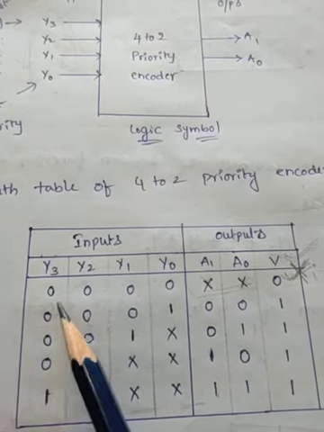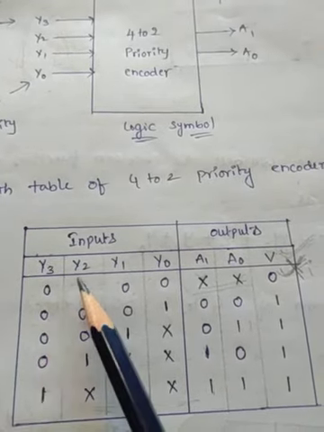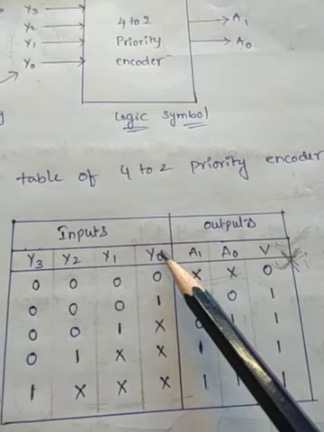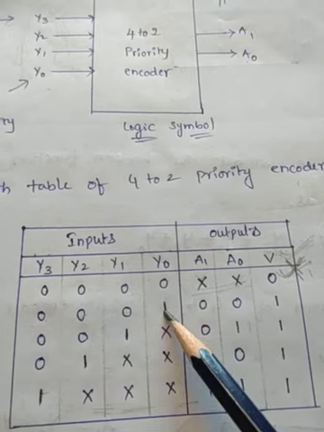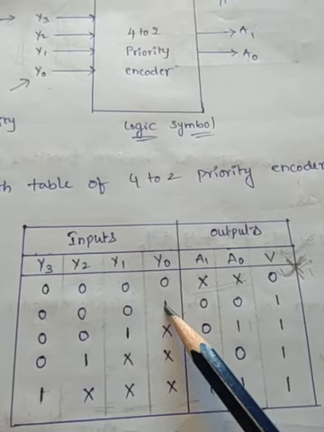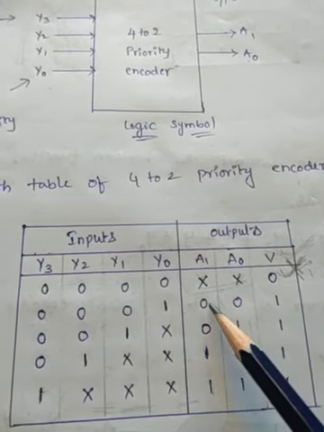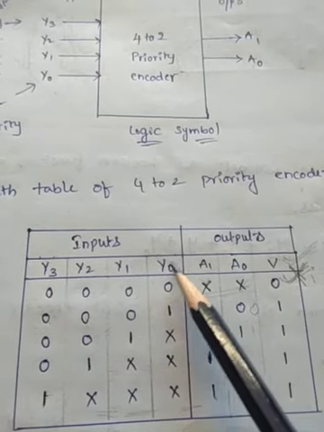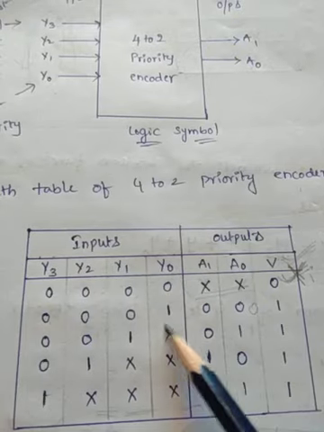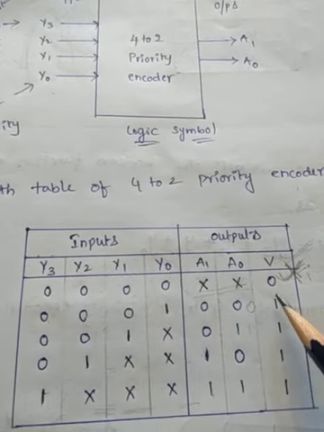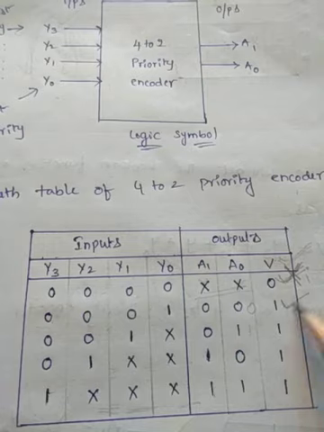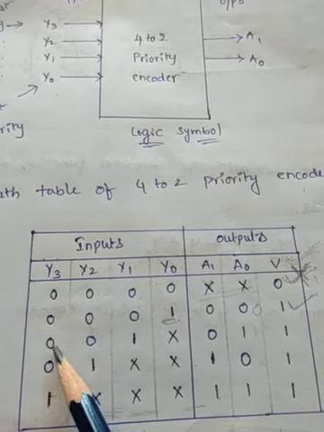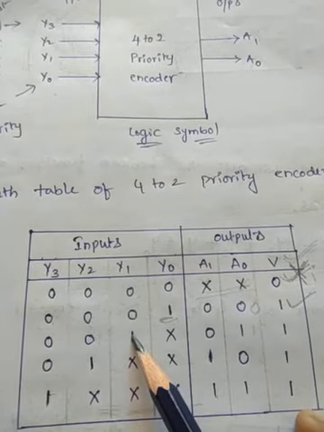So next, if y3 is equal to 0, y2 is equal to 0, y1 is equal to 0, and only y0 is equal to 1, then the outputs are 0 0. So 0 0 means 0. y0 will be enabled. So this is also a valid output. y0 line is served.